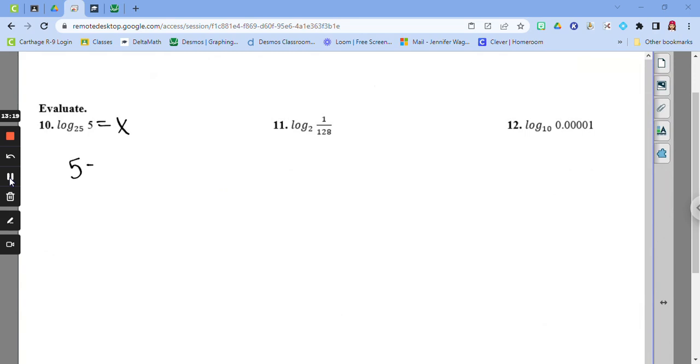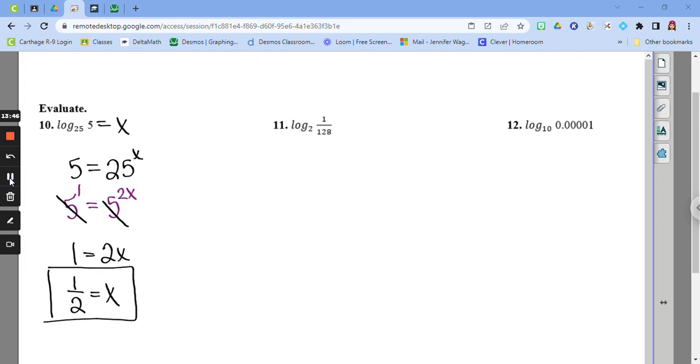So 5 equals 25 to the x. What base are we going to use? 5. So 5 to the 1 equals 5 squared. Drop our base. 1 equals 2x. So x is 1/2. So log base 25 of 5 is 1/2. We'll finish up the last 2.